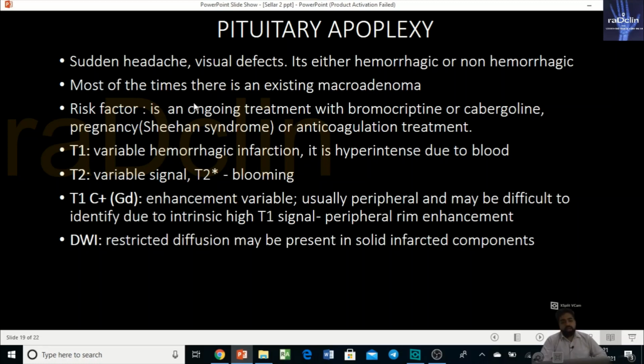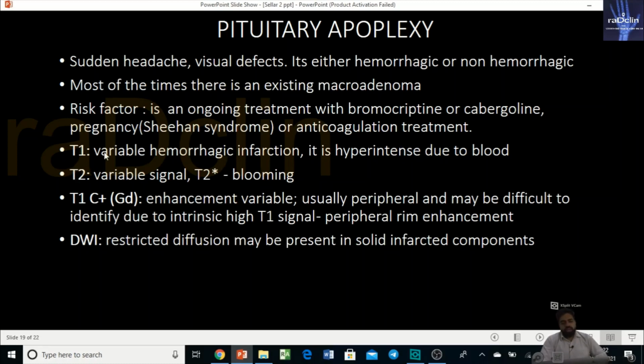Now, risk factors. Here again, history is very important. There could be an ongoing treatment with bromocriptine or cabergoline. A patient could be a pregnant patient who suddenly presented with sudden headache and visual defects. In that patient, pituitary apoplexy is there, which we call Sheehan syndrome, or the patient could be undergoing anticoagulation treatment.